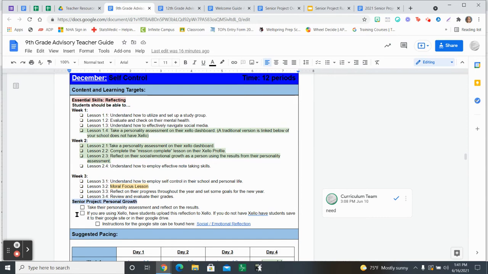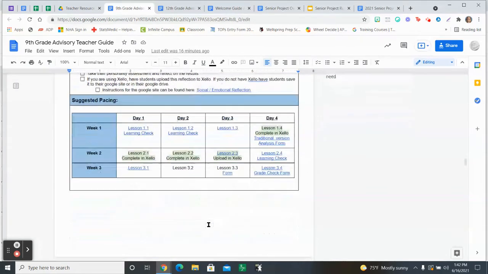In this month, first freshman year, there are some senior project notes to take note of. So some things that they're doing in Zello, or if you're using the old version, Google Slides, if you don't have Zello, there's some notes about the senior project. So those will always be in blue on all of the course guides. And that's essentially it for each of the guides.